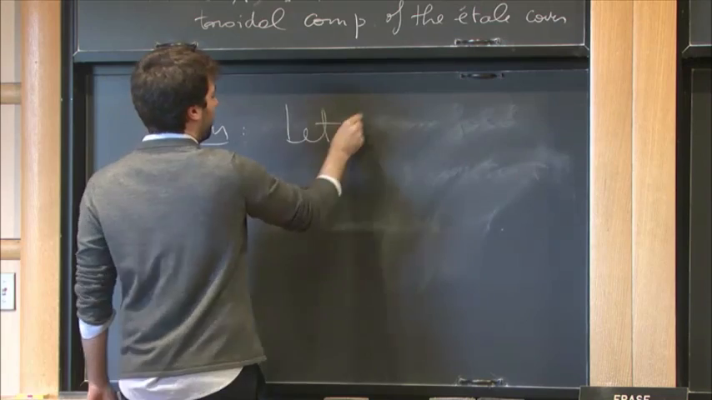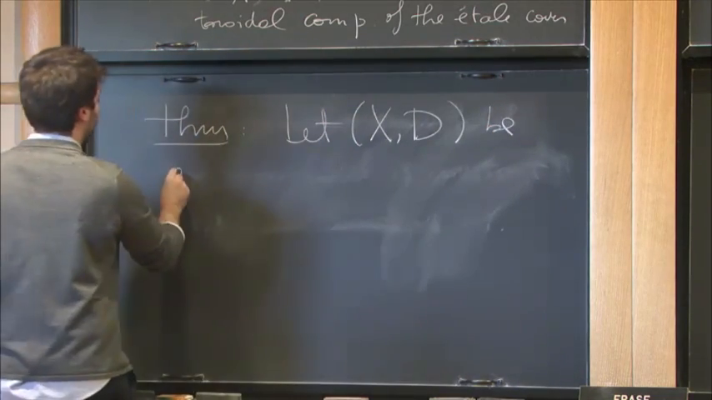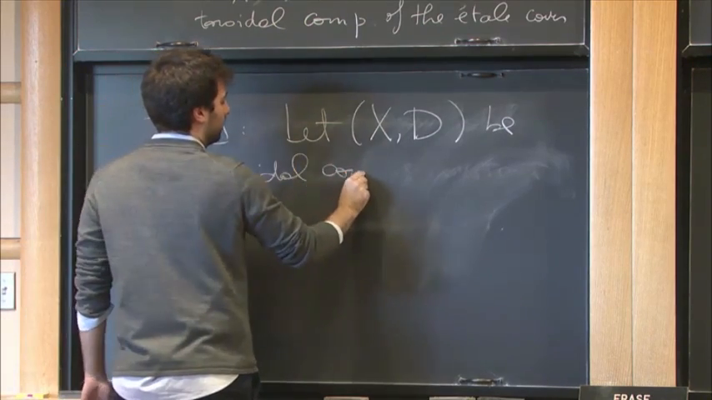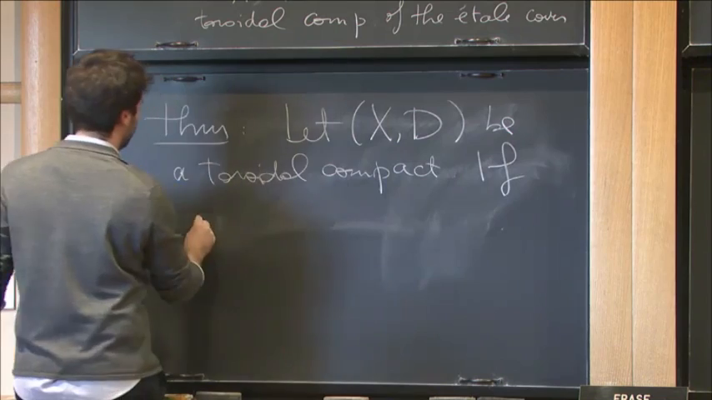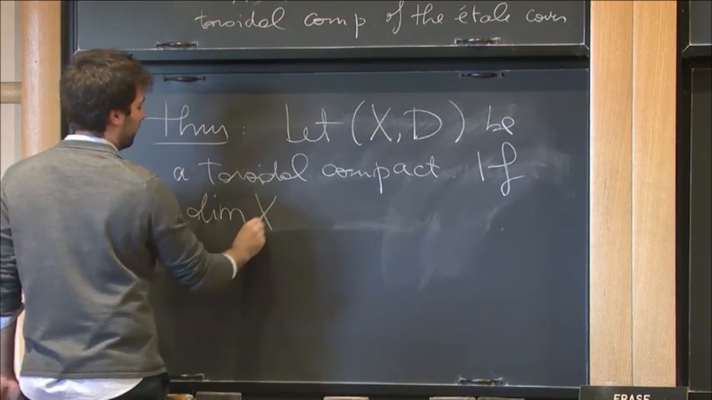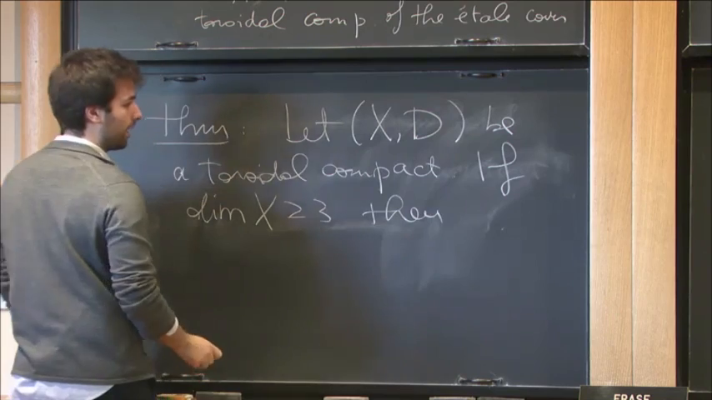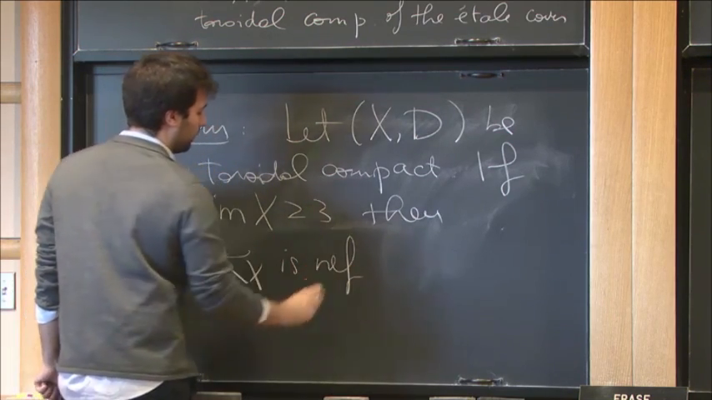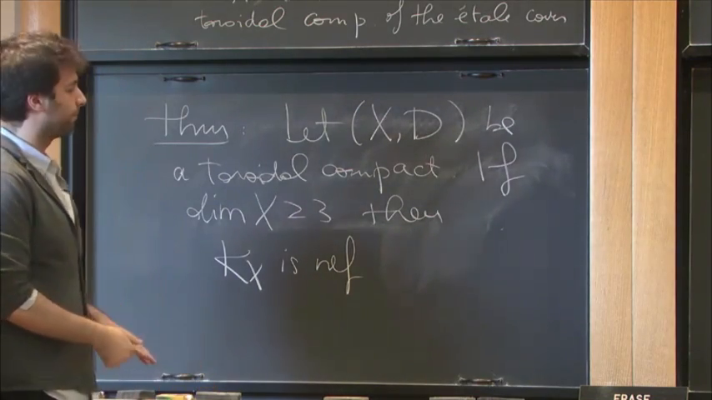So let, again, X_D be a toroidal compactification. If the dimension is greater than or equal to 3, then K_X is nef. So you're supposing non-negative intersection with any curve. Okay?